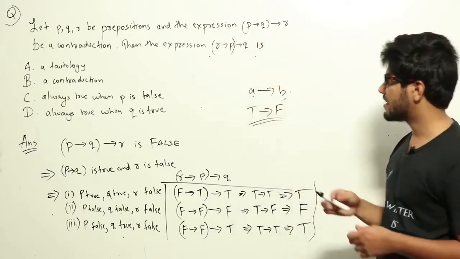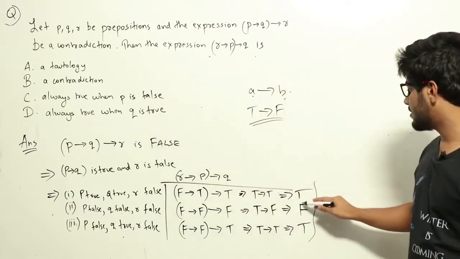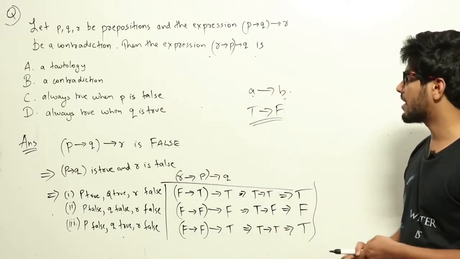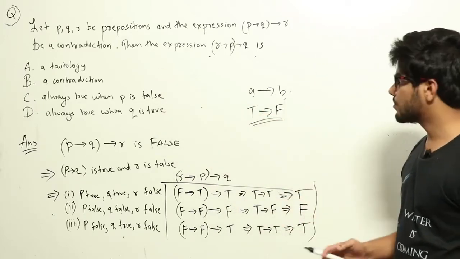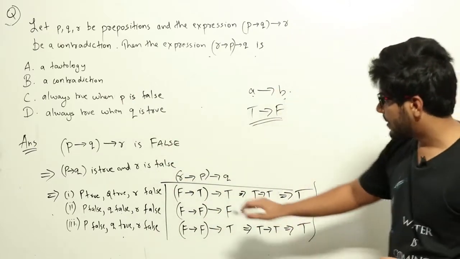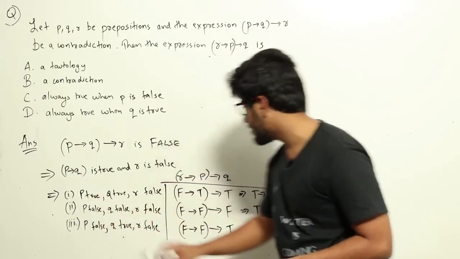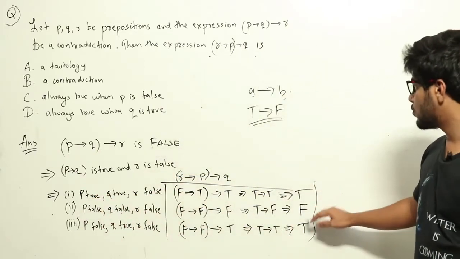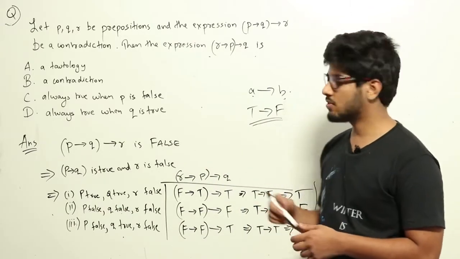Now we'll go through the options and see. Option A says that it's a tautology. Now that is false. You can see that it becomes false for some case. B, it's a contradiction. That's also false. There are values for which there is true here. C, always true when P is false. In these three, P is false in cases 2 and 3. But in cases 2 and 3, it is true and false both. So option C, saying that it's always true when P is false, is also wrong.